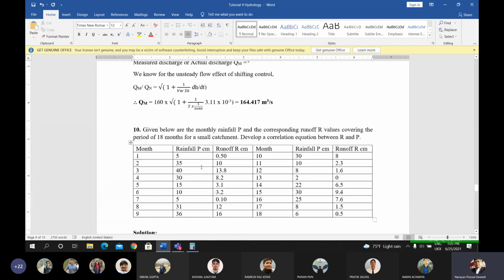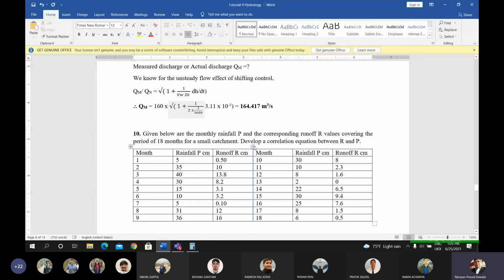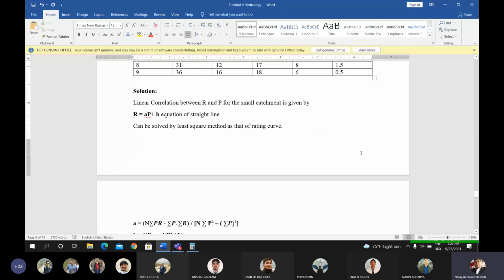Okay, in this question, develop a correlation equation between r and p. R is equal to a p plus b, that is, r is equal to something p plus b. The value of a and b is calculated. Okay, that is the correlation equation.